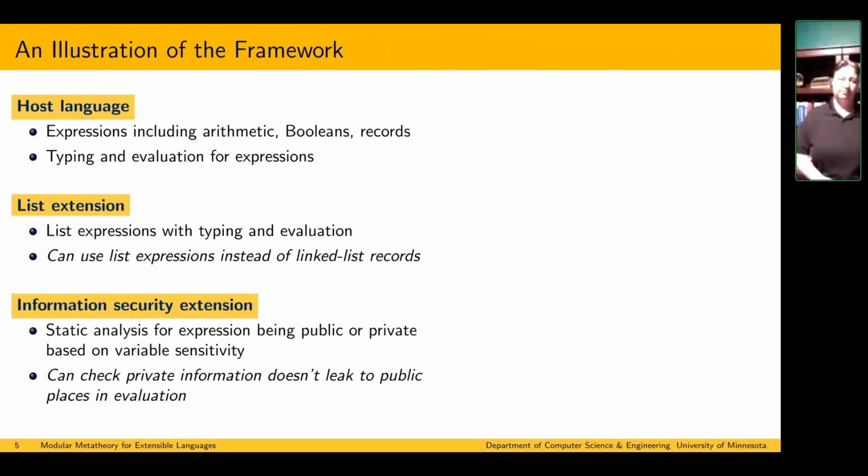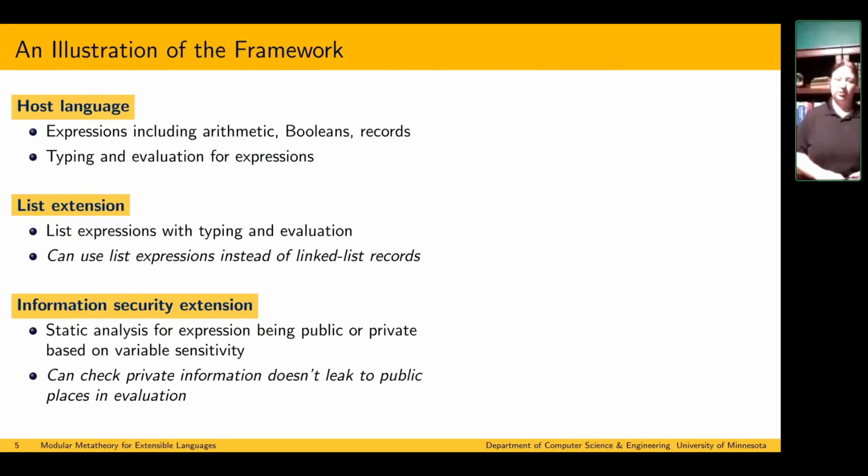Consider another extension introducing information security. This gives a static analysis that determines whether an expression is public or private, based on the sensitivity level of data stored in the variables that might be used in the expression.